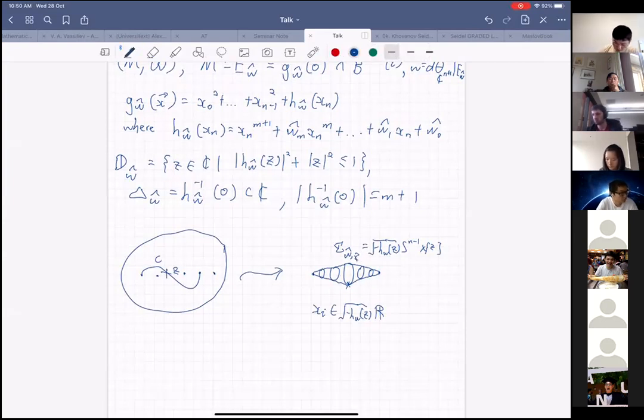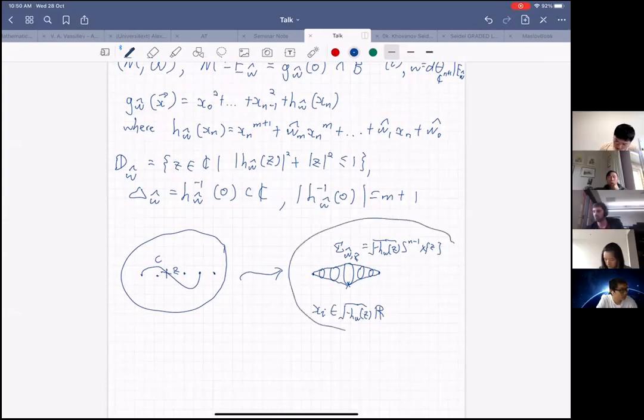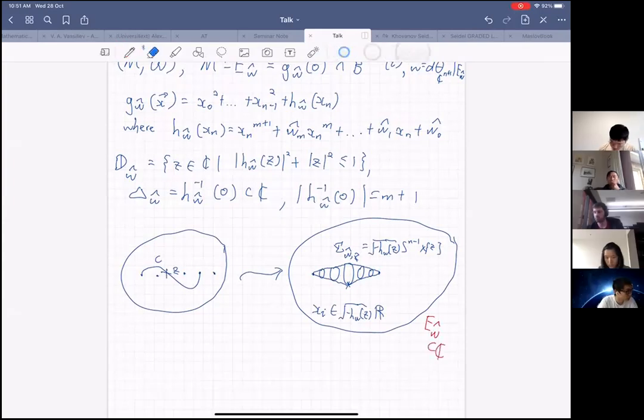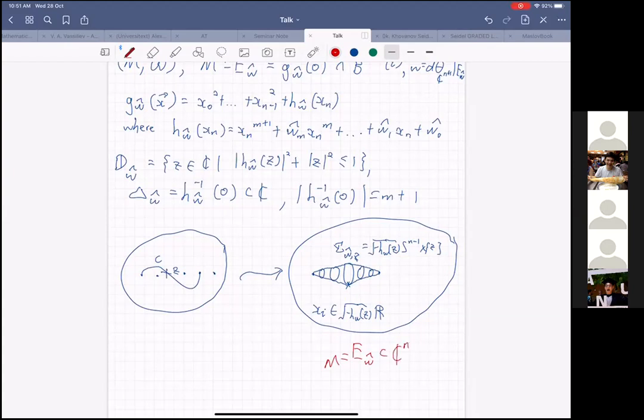Yep. Okay, so where does this Lagrangian line lie? This Lagrangian line lies in EW hat, which is our M, and then EW hat actually lies in Cn, which also lies in Cn plus 1. Okay, this is the full picture of it. So far, any questions?